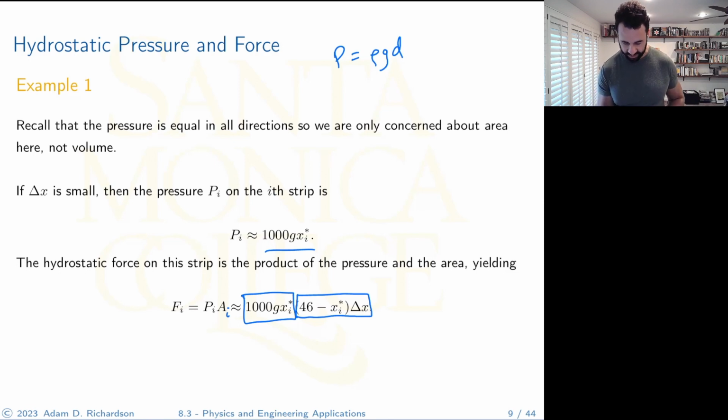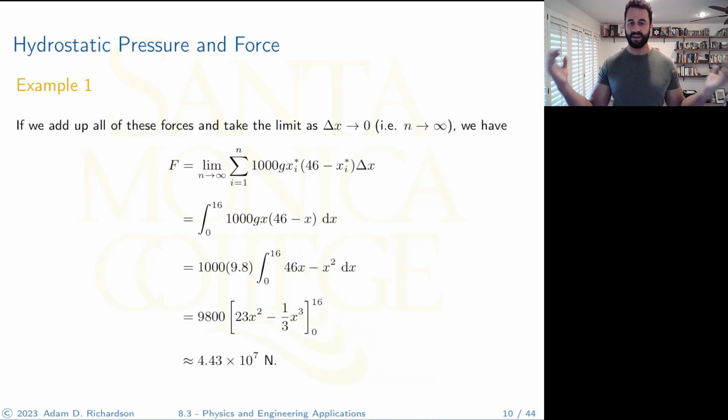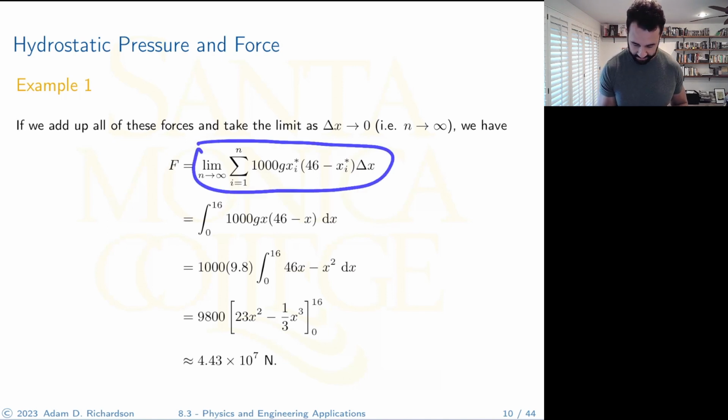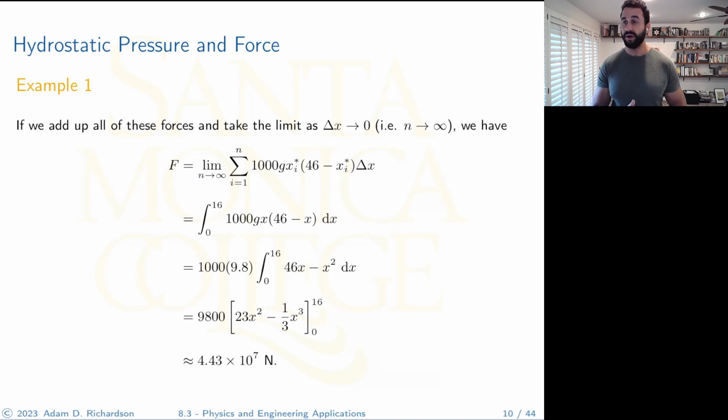Okay, so that's our pressure, that's our area. Now we know the force. Now we just need to add it all up, right? So if we add up all the forces and then we let the height of those little slabs go to 0, in other words, take the number of slabs to infinity, then we get that the force is equal to the limit of this sum. But again, that's the Riemann integral. That is the integral by definition.